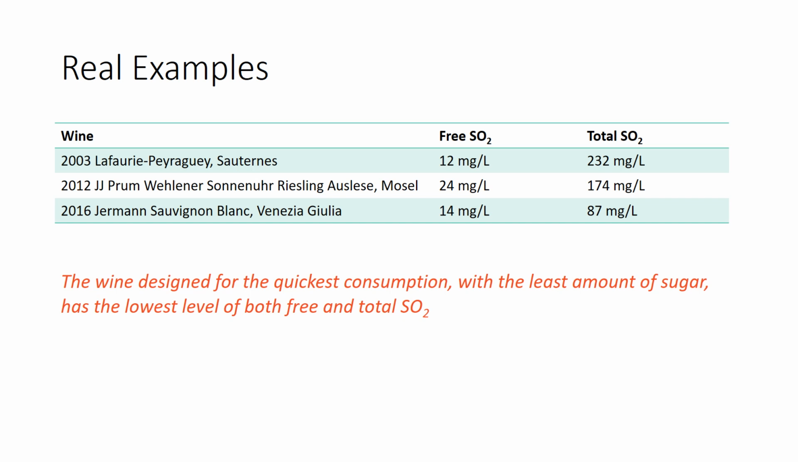So we can see some trends here. The wine designed for the quickest consumption with the least amount of sugar has the lowest level of both free and total sulfur dioxide. Those two sweet wines have significantly higher totals because the sulfur dioxide that the winemaker added bound up to the sugar that's present. And additionally, both of those wines are designed for further aging, so the winemaker wants to retain a decent amount of free sulfur as well for freshness.